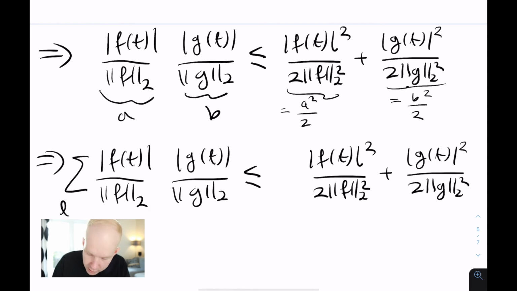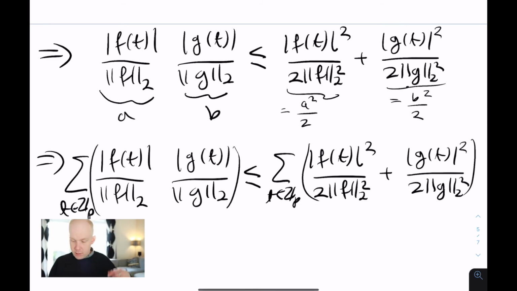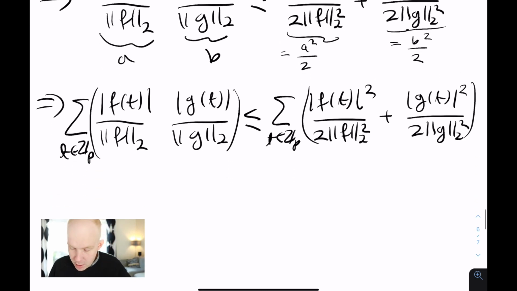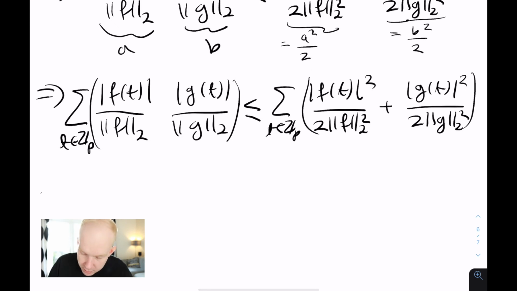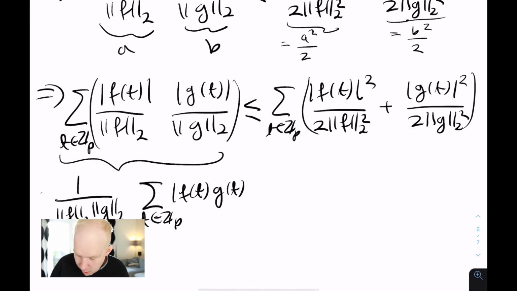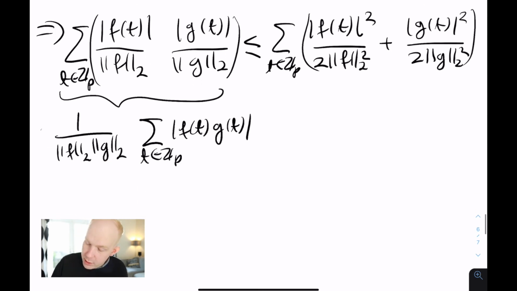So we can sum over t in Z_p on both sides. This satisfies this, because the above holds for every t in Z_p. And now if you sum this over, we get that this expression is actually equal to 1 over ‖f‖₂‖g‖₂, and then you have the sum over Z_p of f(t)g(t). Okay, and then what about this expression here?